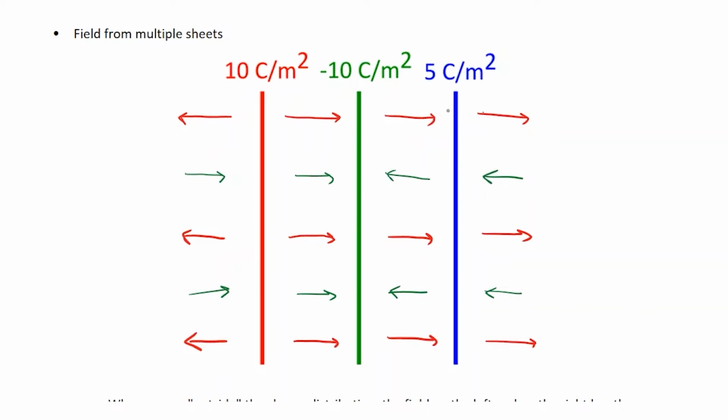Okay, now the field from the blue sheet is going to be twice smaller than the field from the red sheet, but it's otherwise going to look similar. So it's also outwards from the sheet because the charge density is positive. So it's this way, this way, this way, and this way, this way, this way. Okay, and here it flips the direction. Okay, so now let's sketch the total field.